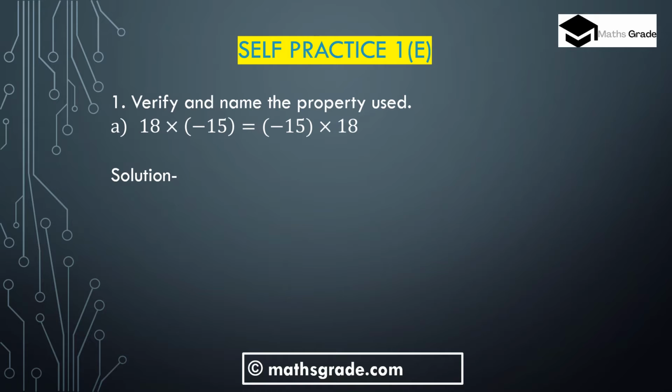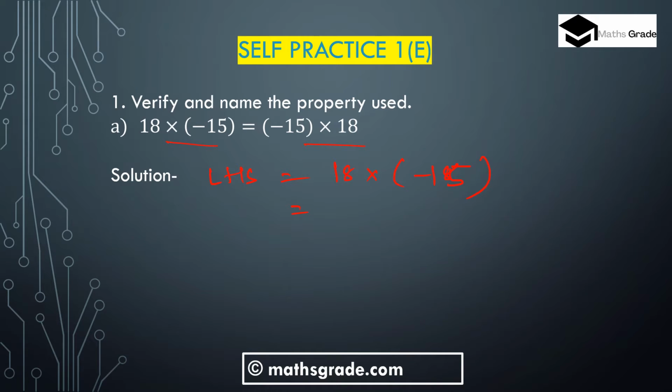Now question number 1. Question number 1 is verify the name of the property used. First bit A. 18 multiplied with minus 15 is equal to minus 15 multiplied with 18. We have to verify this left hand side and right hand side, left hand side equal to right hand side, and name the property which is used in this verification. So first left hand side. Left hand side is 18 multiplied with minus 15.